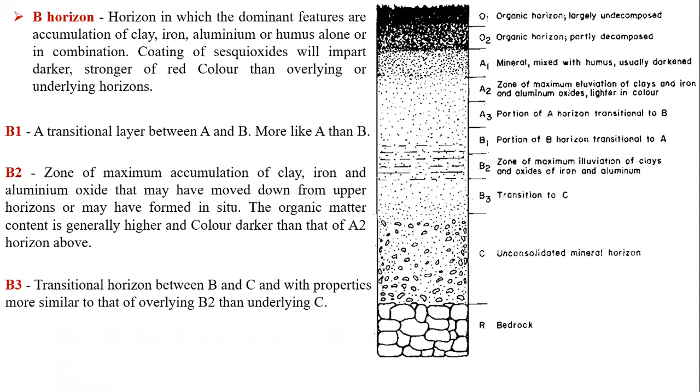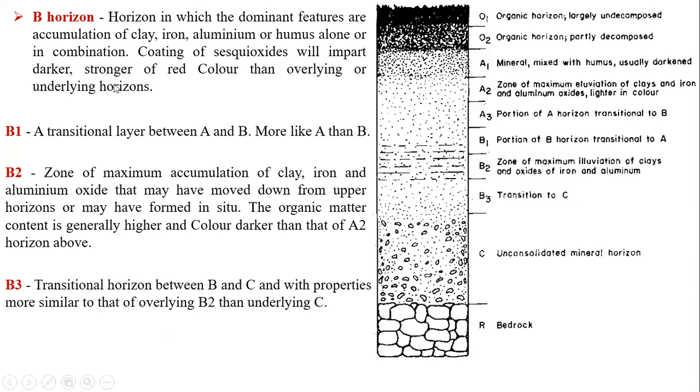Coming next to the B horizon. This is a horizon in which the dominant feature is accumulation. Whatever material was washed out from the A horizon, that means eluviated, is completely deposited in this B horizon. Here we can see the accumulation of clay, iron, aluminium or humus, or some combination. All these will form a coating of sesquioxide, which imparts a darker and red color than the overlying horizon. Due to this accumulation, we can see some dark coatings and some clay coatings. So this B horizon is also a washing layer, students; illuviation takes place here after the washout from the previous A horizon.